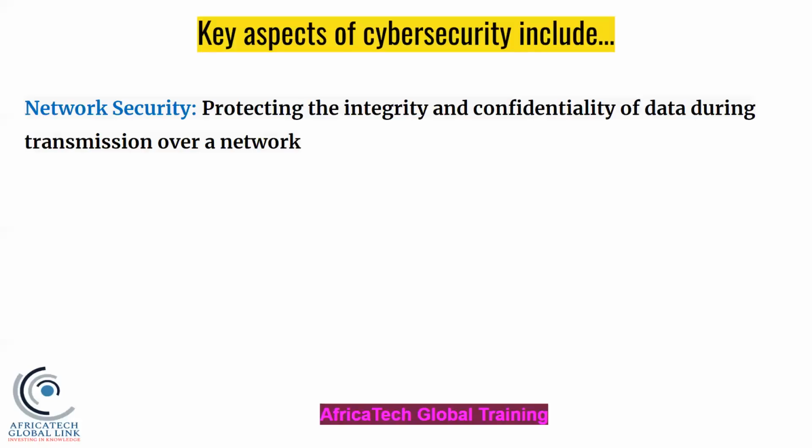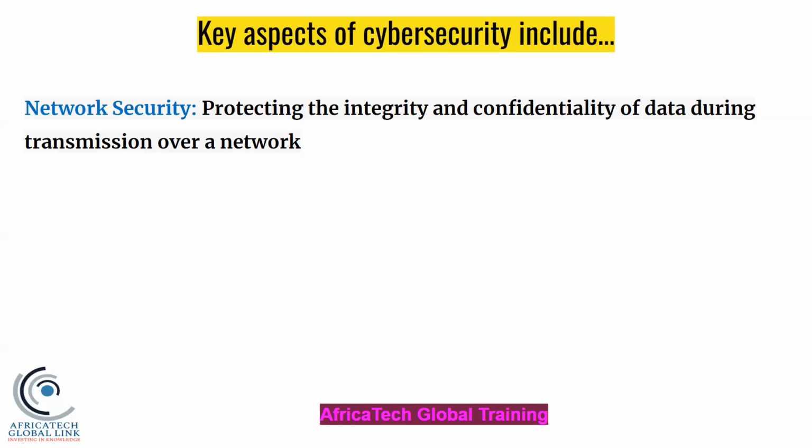Key aspects of cybersecurity include what? Network security. You have to protect the integrity and confidentiality of data during transmission over a network. Sometimes even when you are at the airport, you open your bank and you are looking at your account, someone can just, because those networks are not protected, it's public Wi-Fi. Everybody has access. And a hacker can just sit there. You don't see him. Of course, he's in front of his computer, but he has access to the network. So it's very important to protect the integrity and the confidentiality of data.